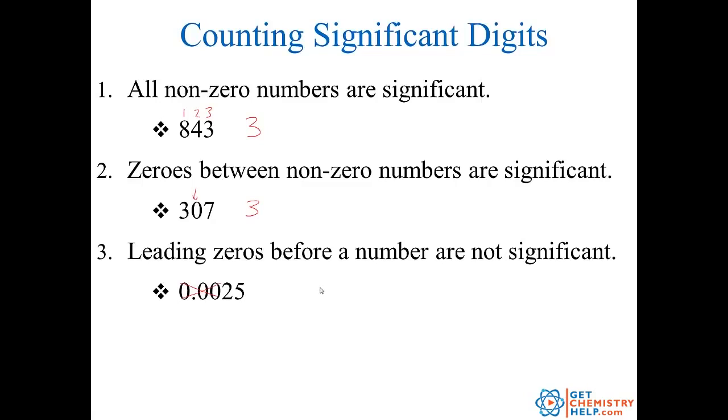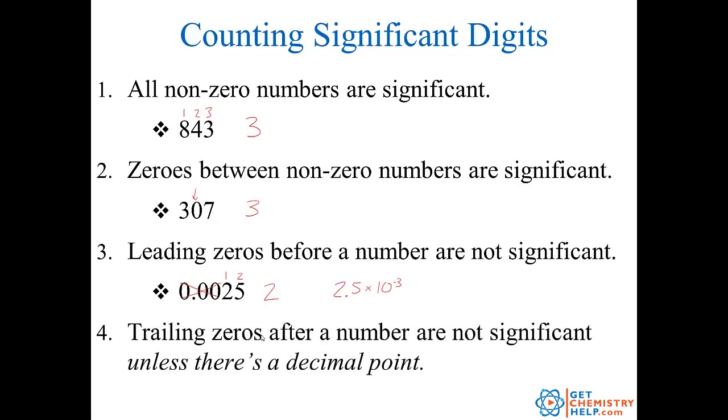As we'll see in our lesson on scientific notation, I could actually write that number a completely different way. I could write it 2.5 times 10 to the negative third. So in this case, you can see that those zeros weren't significant because they don't even show up when I write it in scientific notation. But we'll come back to that a little more in our lesson on scientific notation. For now, just know that zeros on the left are not significant. So this is 1, 2. So this has 2 significant figures.